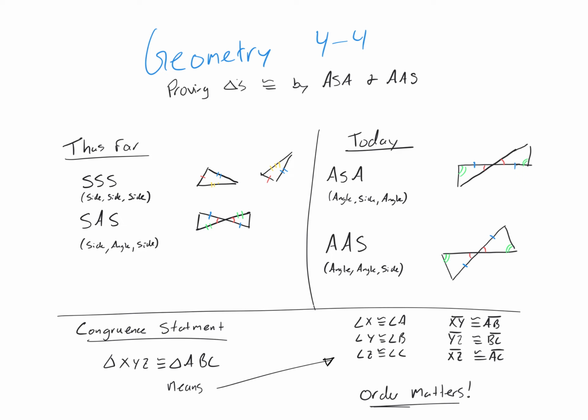When you are asked to give a congruent statement about a triangle, the order really matters. So if it says triangle XYZ is congruent to triangle ABC, this one statement means all of these six things. It means angle X is congruent to A, Y is congruent to B, Z is congruent to C. And the segments XY is congruent to AB, YZ is congruent to BC, and XZ is congruent to AC. So make sure that as you're writing those congruent statements that you put them in the correct order.